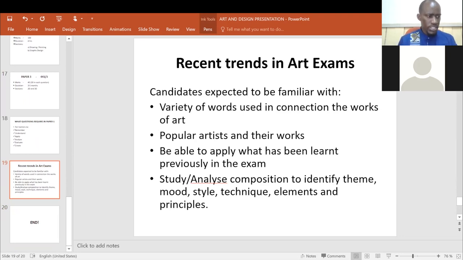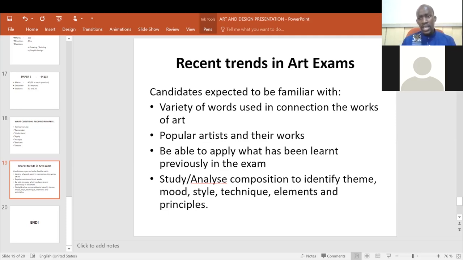It is also good to note that the mode and the way the examination is set is changing, and the candidates must be brought up to speed with some of the changes that are occurring in the setting of the papers. One of the things that we need to note is that we require these candidates mostly to apply. They should be able to apply the knowledge they've gained in class in relating with the questions.